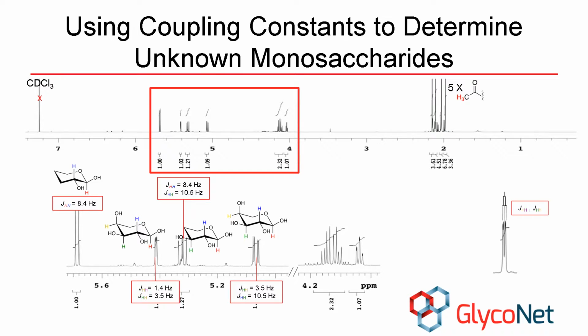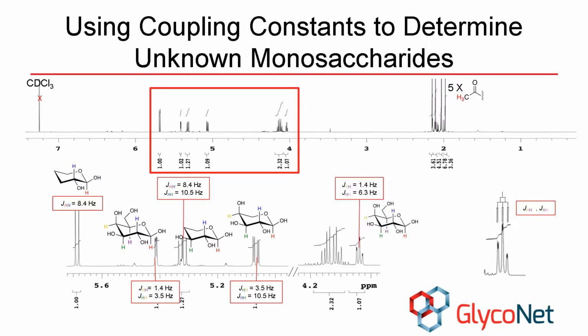This doublet of doublets has two small coupling constants, one of which is the interaction between the green and gold protons, and the second of which indicates an additional axial-equatorial relationship as indicated by the purple proton. To find the peak due to the purple proton, we look for a peak with a matching coupling constant of 1.4 Hz, which is found at 4.04 parts per million. This doublet of triplets has one small coupling constant of 1.4 Hz that is due to the interaction between the gold and purple protons, and a larger coupling constant of 6.3 Hz.